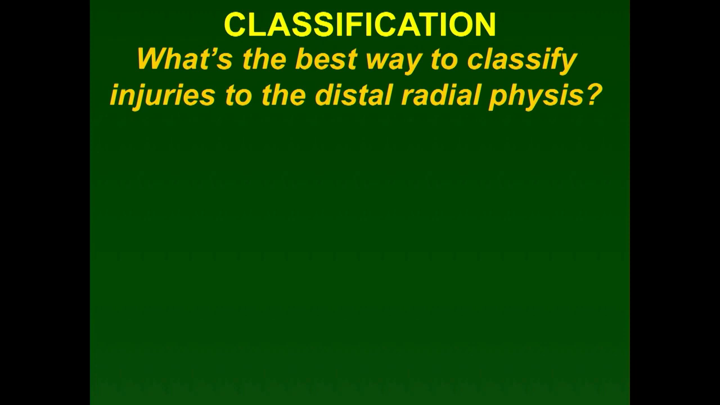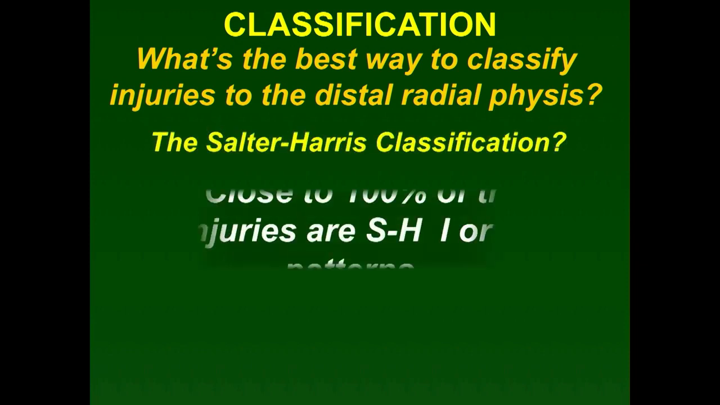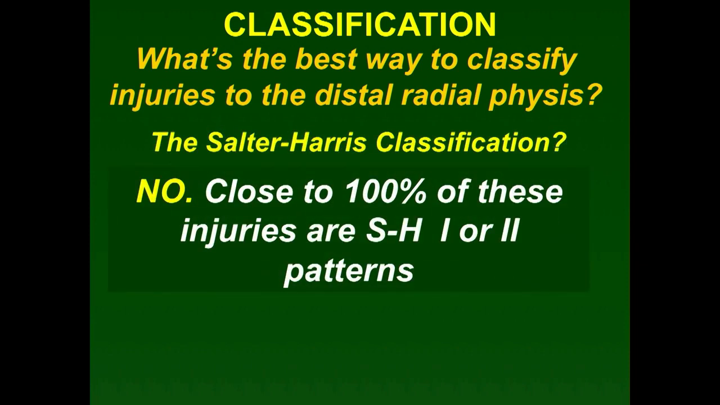Now, we classify injuries of the distal radius. How do you classify them? The Salter-Harris classification. The Salter-Harris? You think so? Well, it really doesn't help you, because 100% of these are either Salter-Harris 1 or 2. In the many years that I've been seeing children's fractures, I've only seen one or two Salter-Harris 3 or 4 injuries. So it really doesn't tell you much as far as the treatment is concerned.